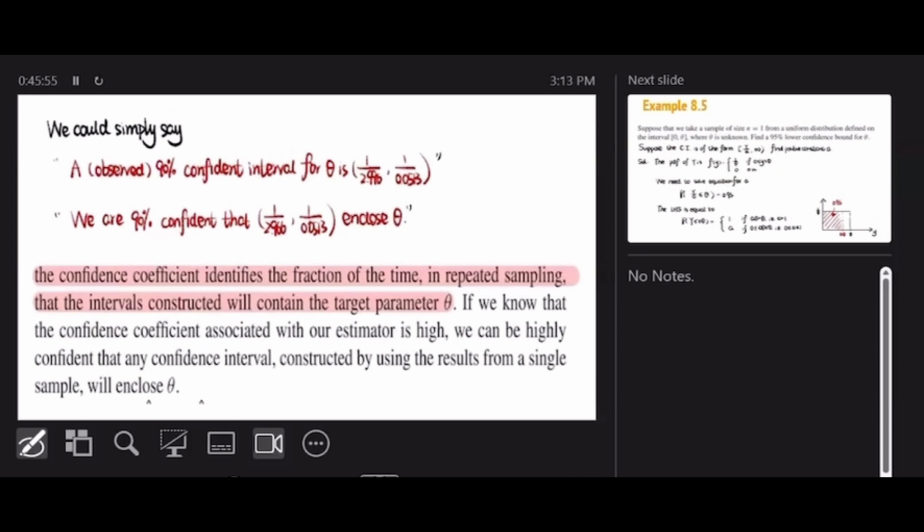So the way we're normally going to say it, we're going to say, oh, we are 90%, depending on the level of confidence given. If they give you 95, oh, we're 95% confident. Oh, we are 90% confident. Okay, so that is that.